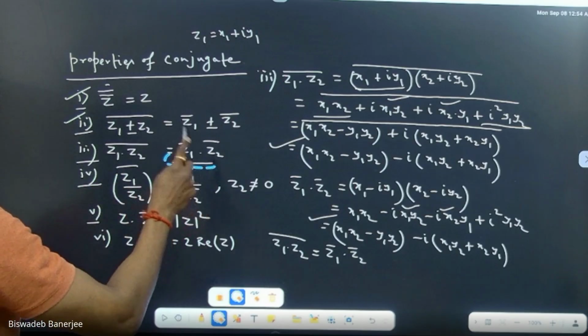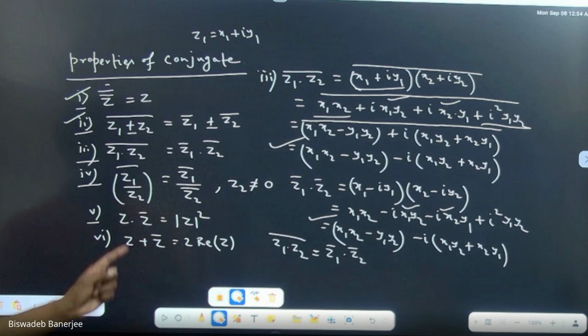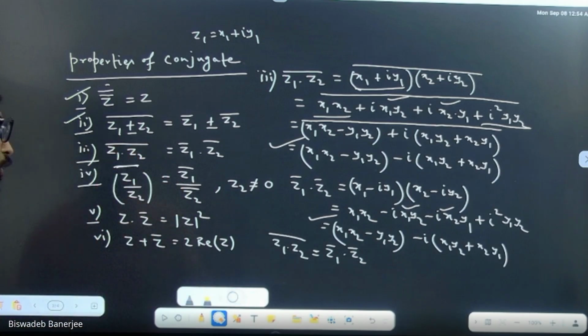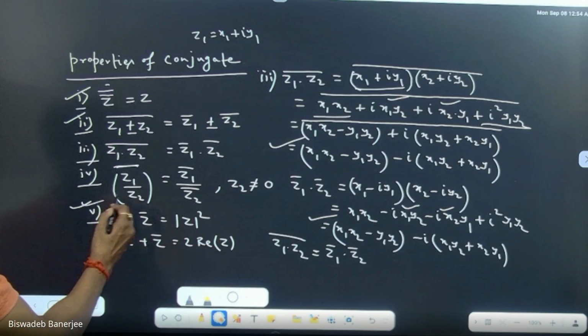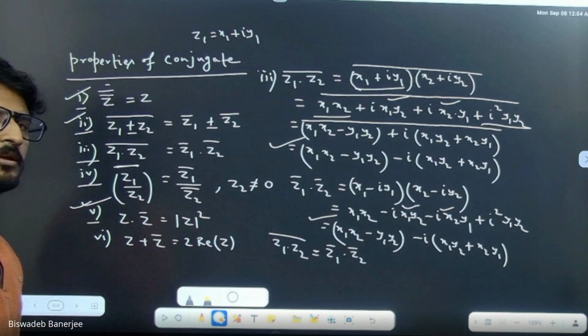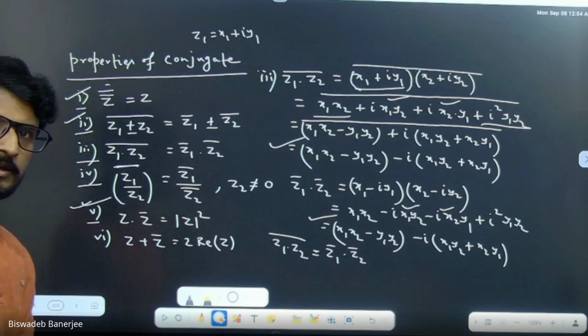Try to prove yourself: (Z1 by Z2) whole conjugate is equal to Z1 conjugate by Z2 conjugate. Now, this property is important, because from this property, you may get questions in exam.